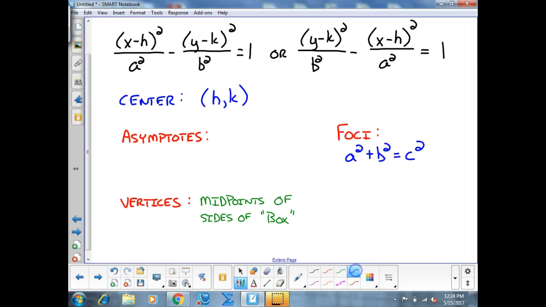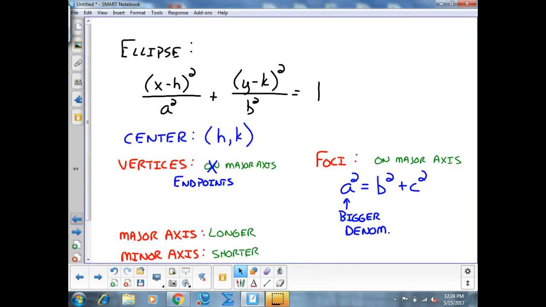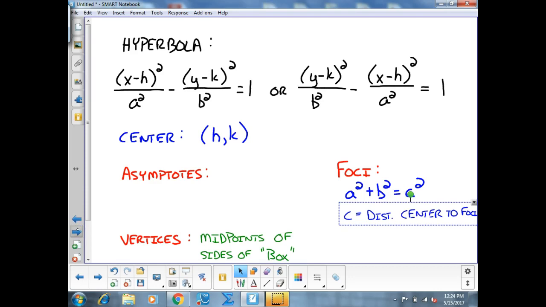And in this one, we should probably put this on the ellipses too. C is the distance from the center to the foci, right? What else?